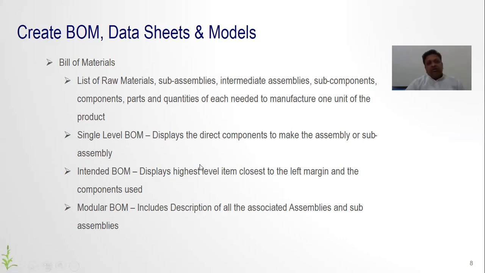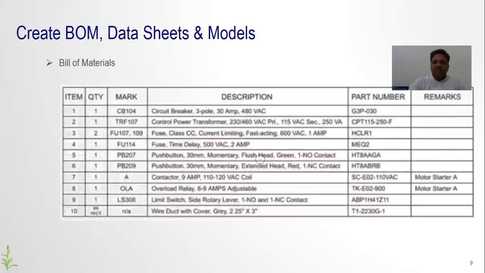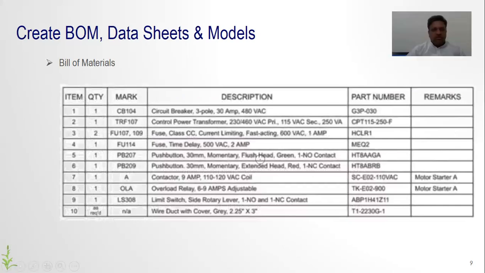Then single level BOM: display the direct components to make an assembly or sub-assembly. Indented BOM: display the highest level item closest to the left margin and the components used. Modular BOM includes a description of all associated assemblies and sub-assemblies. These are the varieties. Just have a look at what a BOM is like.